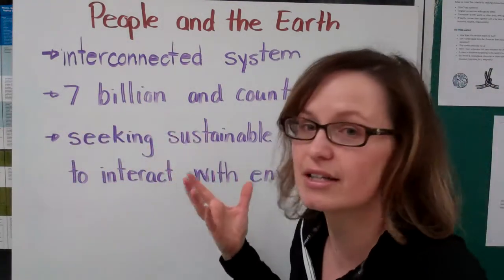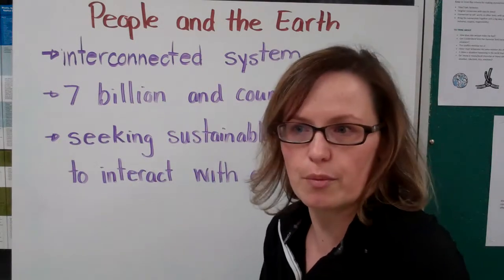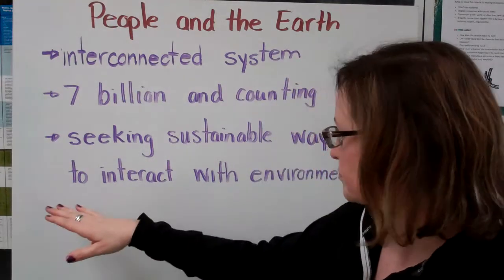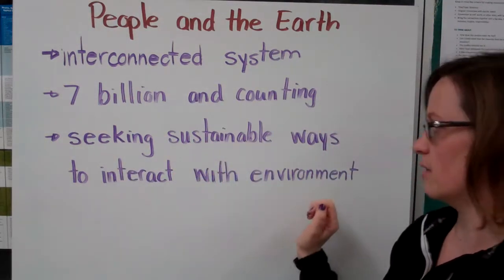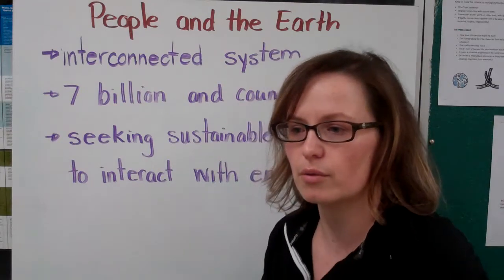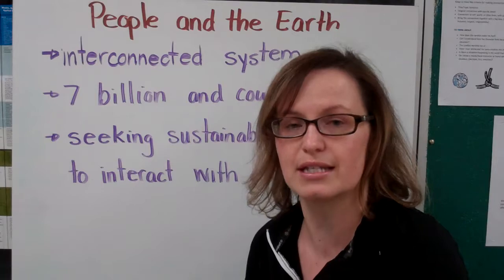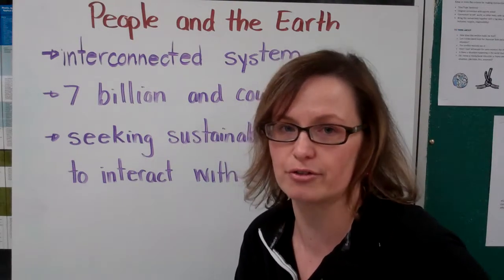There are 7 billion of us and counting, and the amount of the earth that we each get to meet our basic needs is getting smaller and smaller every year. And we're seeking to find sustainable ways to interact with the environment. We talked about how sustainable ways are ways that we leave something for future generations, that we use the resources in a renewable way so that there is some left for people who come after us.